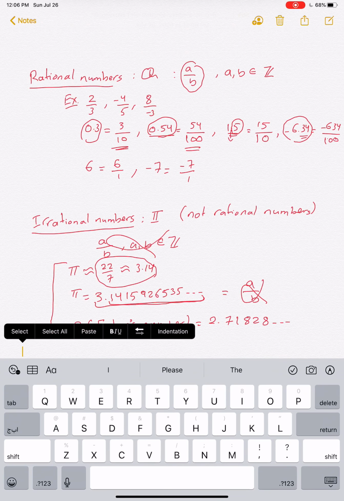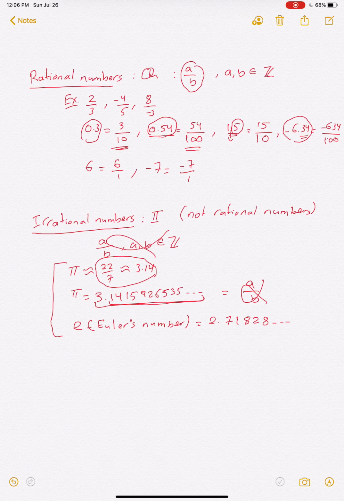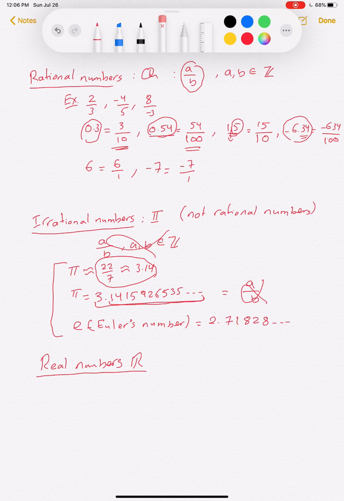Finally, the set of real numbers, R. Here, write it down again. R. Now, R actually is the set of rational numbers union the set of irrational numbers. So all numbers in the set of rational numbers, and all numbers in the set of irrational numbers are considered to be real numbers.